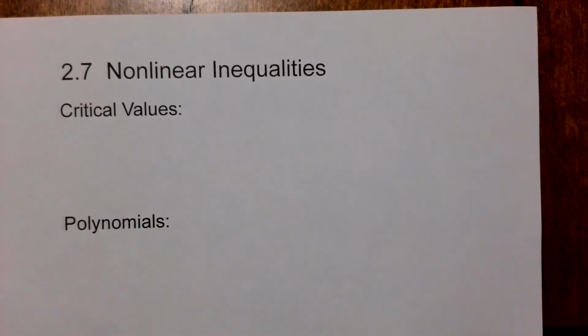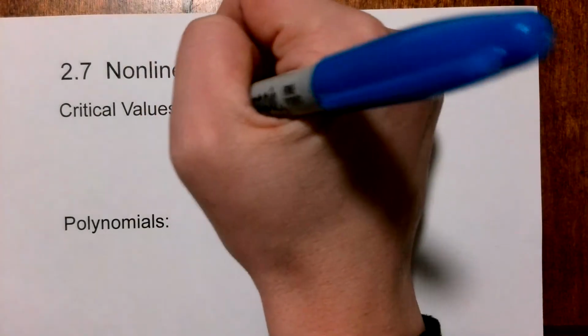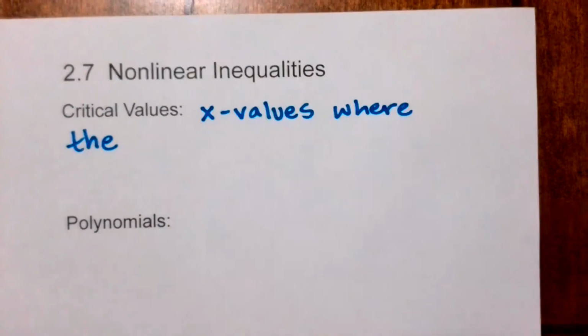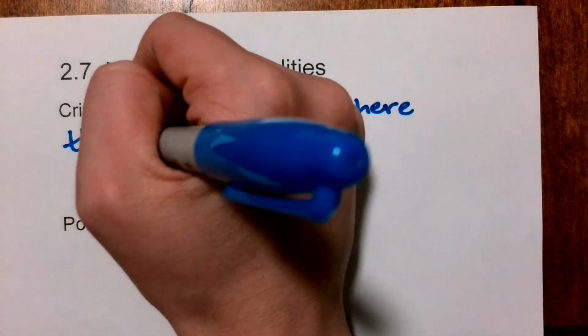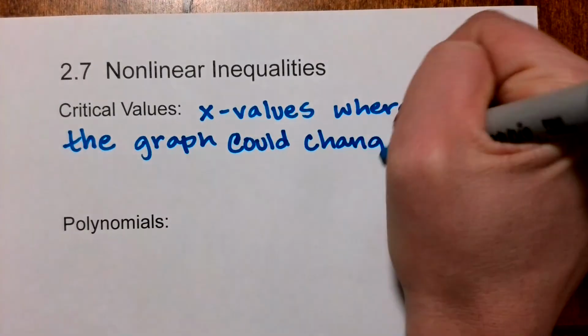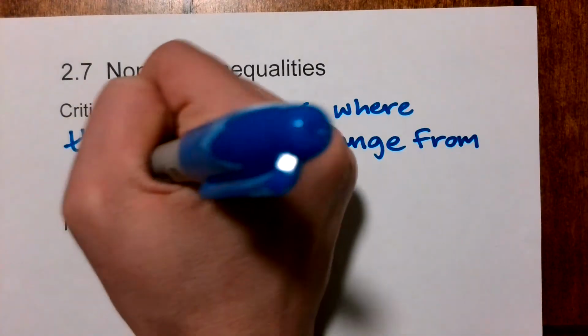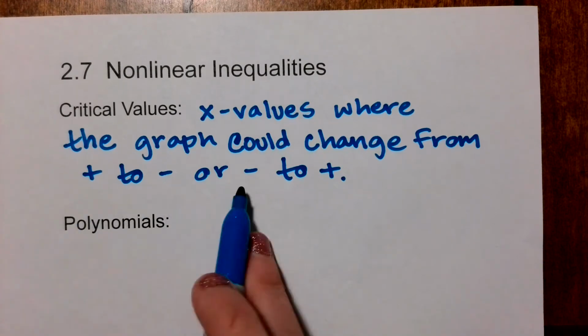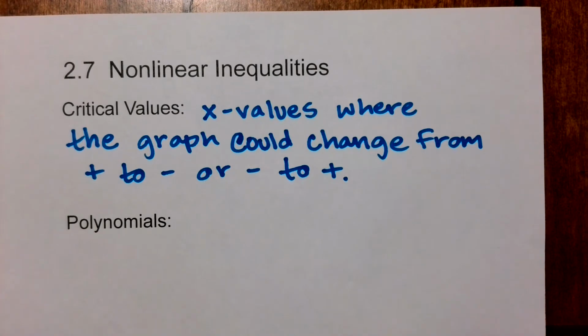Okay, so the first thing that we need to know before we get into our nonlinear inequalities is something called critical values. Critical values are just x values where the graph could change from either being below to above or above to below the x-axis, meaning from positive to negative or negative to positive. Because remember, we're going to be looking for where it's either greater than 0 or less than 0, sometimes equal to as well. These are the places where it could change, so I could just look at those places, and in between them it would have to be just above or just below, because those are the only places where it can change.